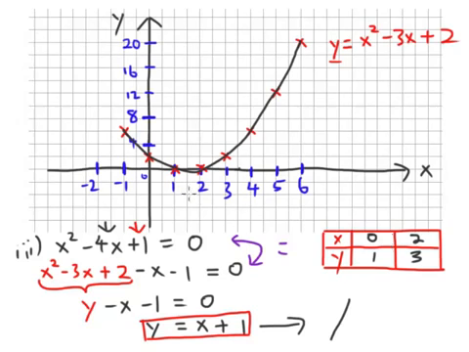So when x is 0, y is 1. Okay, where is the 1? Here is 2, right? So the 1 will be at the middle of the square here. So this is 1, right? When x is 2, y is 3. So 3 will be over here. So now you could connect these 2 points.